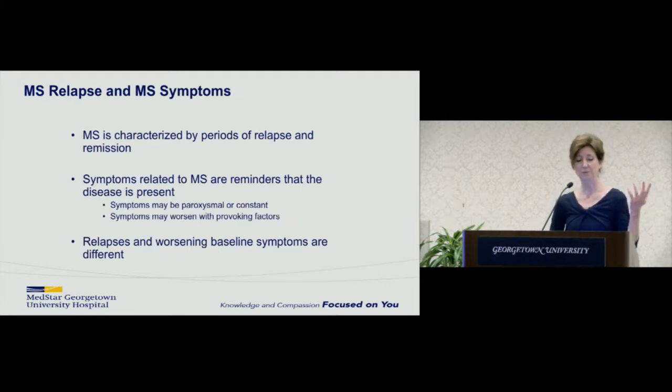So you have your MS relapse and you have your MS symptoms, and sometimes it's kind of hard to tell what's going on, even for us. MS is characterized by periods of relapse and remission. Symptoms related to MS are reminders that your disease is always present. The symptoms can come and go or be constant.